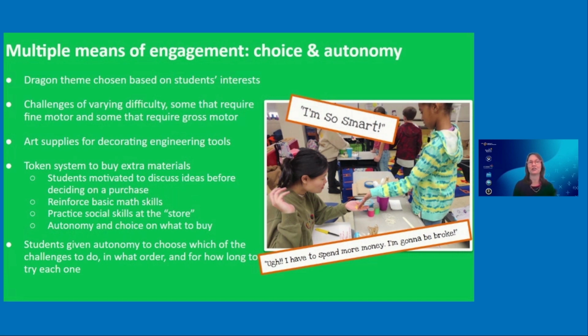In addition to the starter materials, we gave each team some tokens. The students could even practice social skills at the fake store where they could go and exchange their tokens for materials. And finally, we were giving some autonomy and choice. By giving them tokens, they didn't have to spend them. They could decide when to spend them and how to spend them. So it was giving students some control over their day.